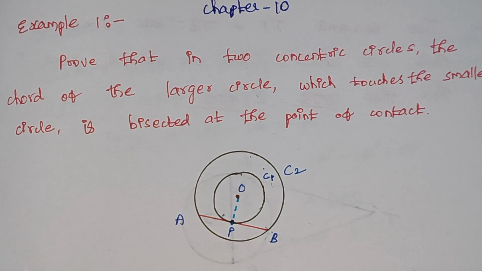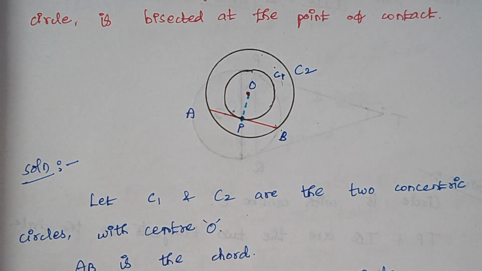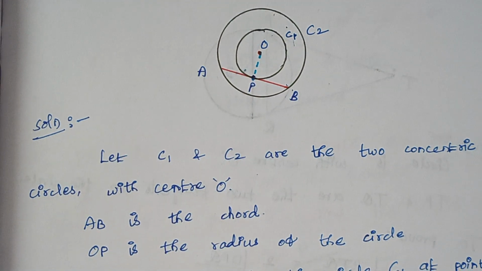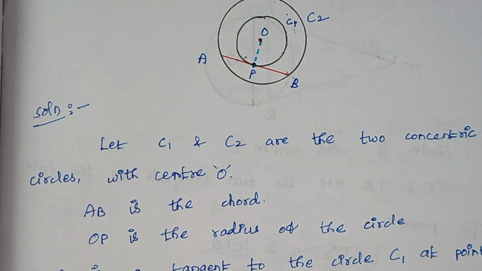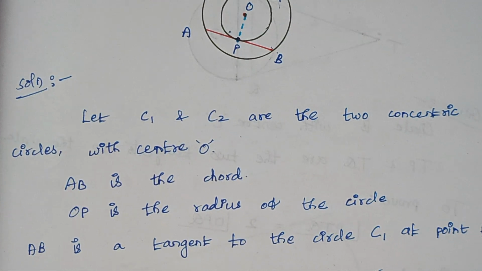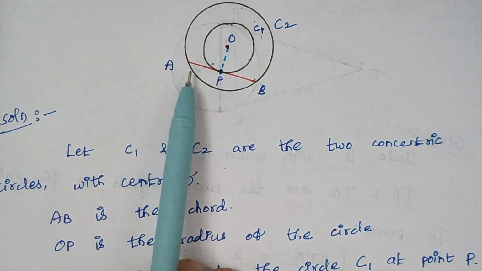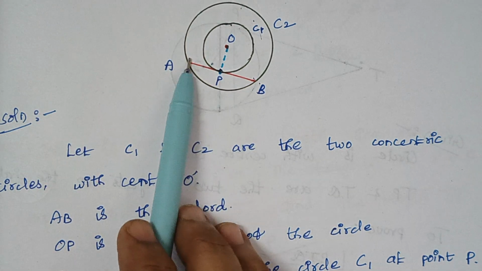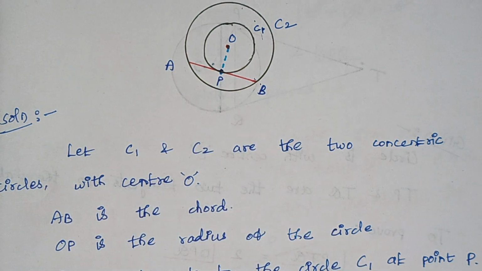So you see here, C1 and C2 are the two concentric circles with center O, and AB is the chord. And OP is the radius of the circle. So here AB is a tangent to the circle C1 at the point P. It is obvious, right? AB is a chord according to the circle C2, but AB is a tangent. When you just remove C2, what is AB? AB is a tangent to the inner circle C1.